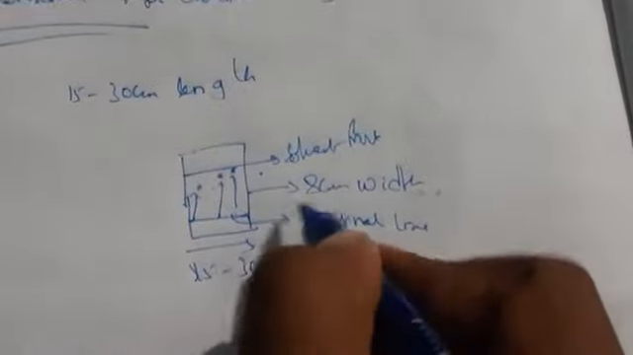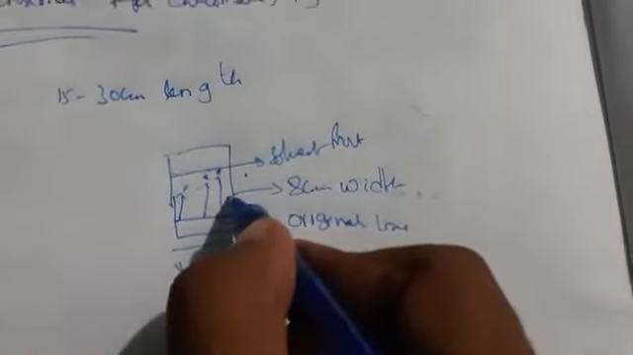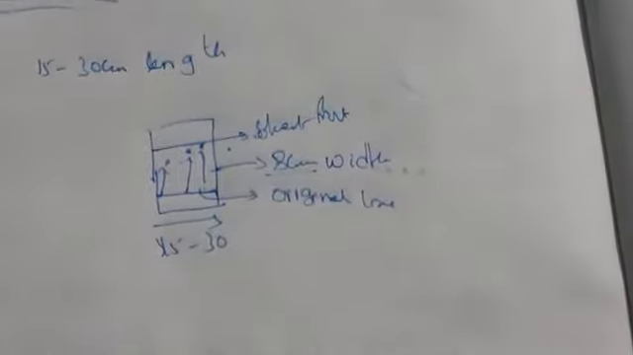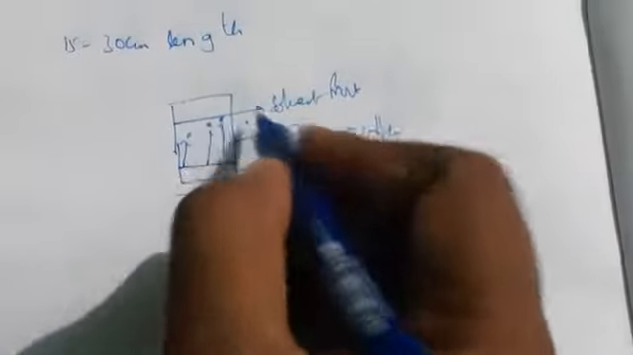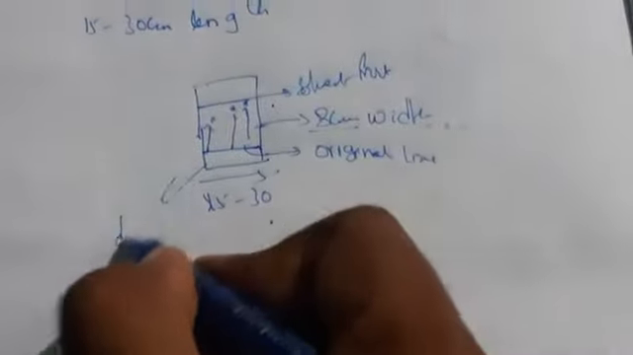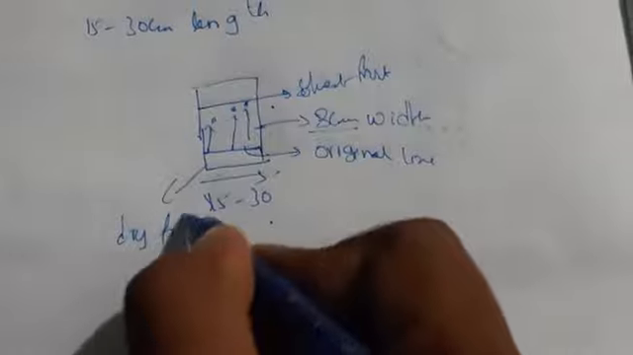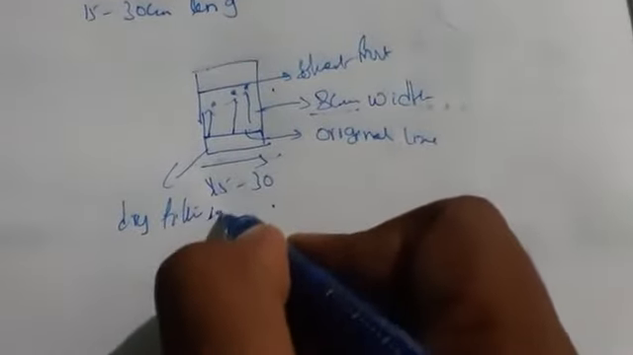So here the size that we are taking, the width is 8 centimeters, and the length is 15 to 30 centimeters. Then, if you are not able to see these spots, we have to dry this filter paper.